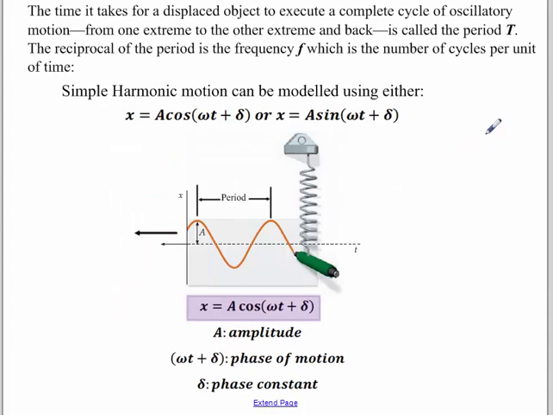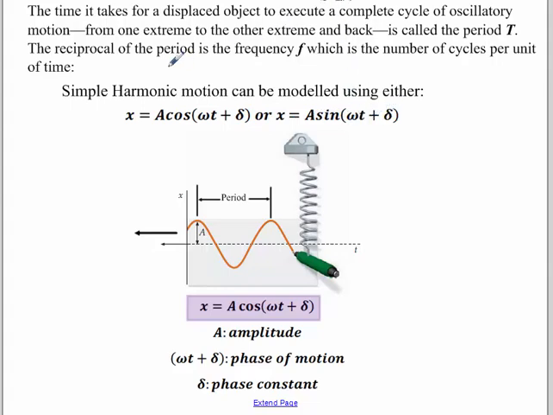In setting up your simple harmonic motion equations, we can use position is equal to A, the amplitude, times the cosine of omega t plus the phase constant, or we can set it up as A sine of omega t plus the phase constant.